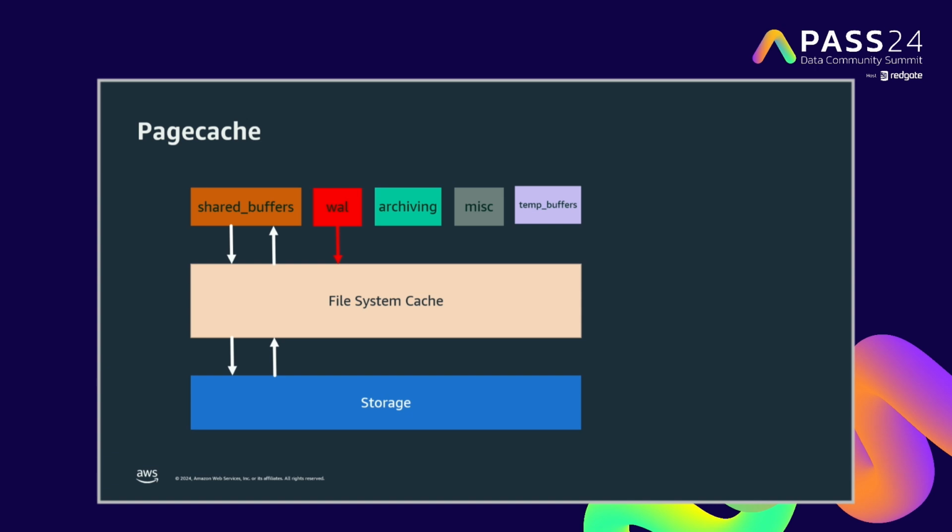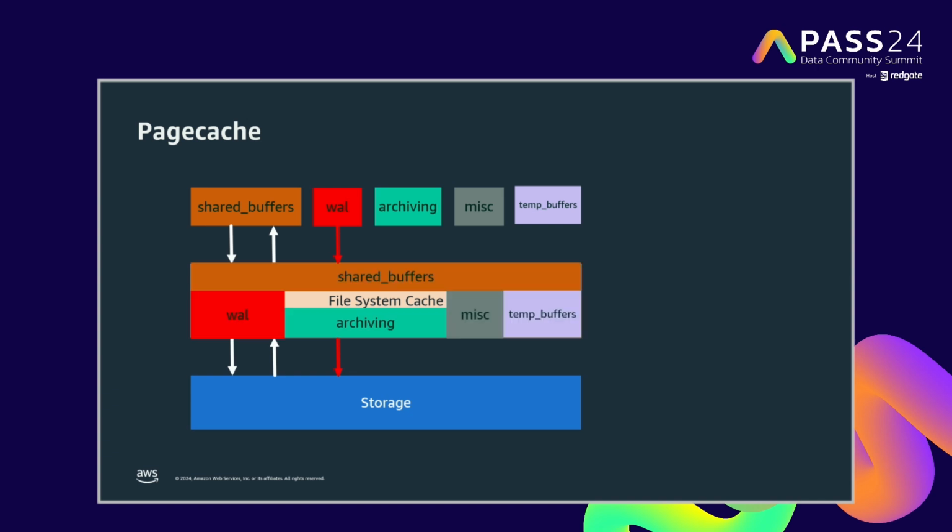Also, when we do archiving of WAL, or writing WAL, that all goes through the file system cache. So what your file system cache actually looks like in the end is a whole mix of a bunch of different use cases, right? You've got some shared buffers, like some blocks that are being cached there, some random files, miscellaneous things.